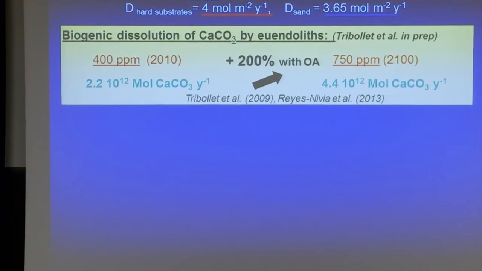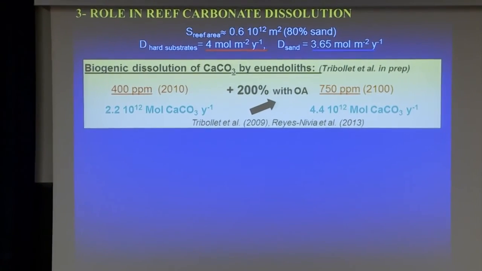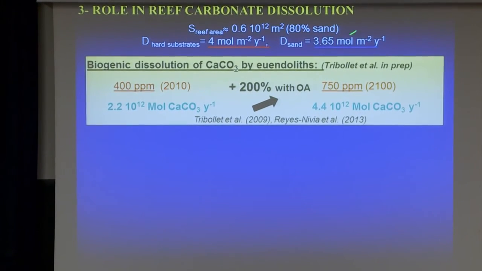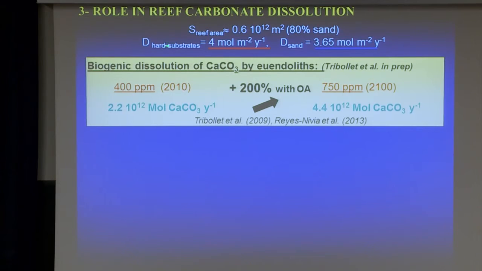Coral reef worldwide surface area is about 0.6 × 10^12 square meters. And you have to know that 80% of a coral reef is made of sand. So if I apply the number found for sand in terms of carbonate dissolution due to euendoliths to that percentage, and the other number to what's remaining, the hard substrates, we estimate that biogenic dissolution of carbonates by euendoliths today at ambient pCO2 is about 2.2 × 10^12 mole per year.